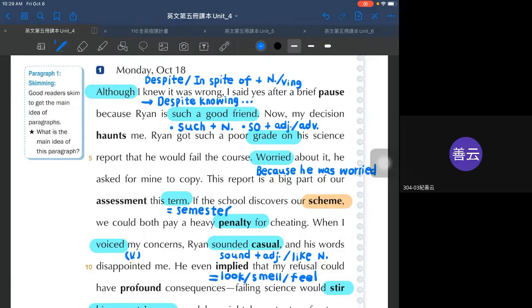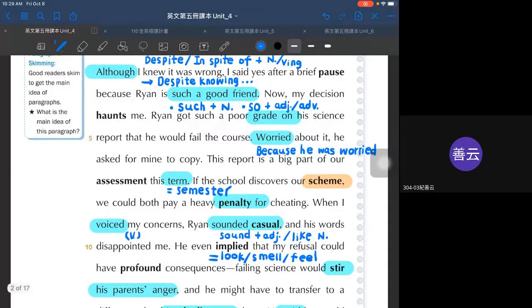And if you want to put a noun behind, you have to say like something. So for example, it sounded like a big plan, or you can say it sounded like an easy job. For example, sound like something. So he even implied that my refusal will have profound consequences, which is failing science would stir his parents' anger.